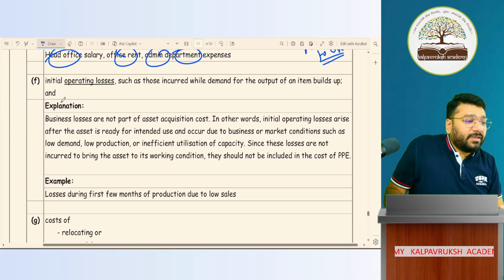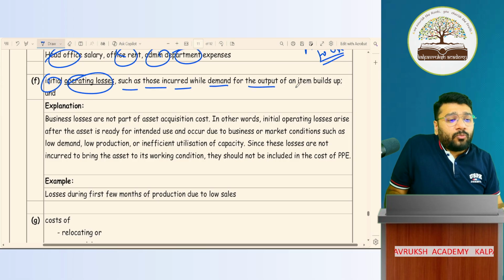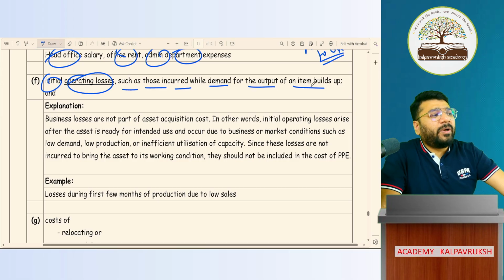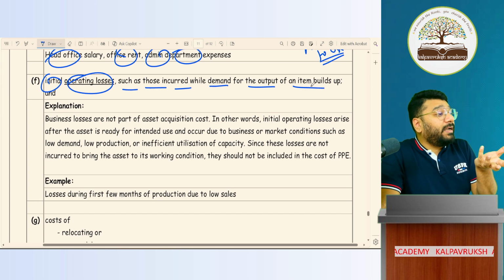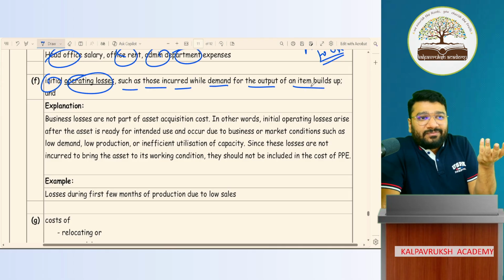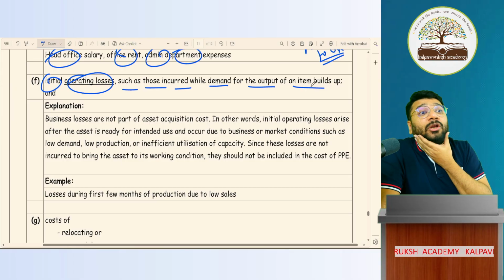F point. Initial operating losses, such as those incurred while demand for the output of an item builds up. Now, what is this point? Whenever you run any business, in the very first year, you will not be profitable because the product that you're manufacturing or selling could be less in quantity, because the demand for the product is not there in the market. You have to create demand. Then only sales will come. Then only profit will come. So in the initial 1 year, 2 years, you're in losses.